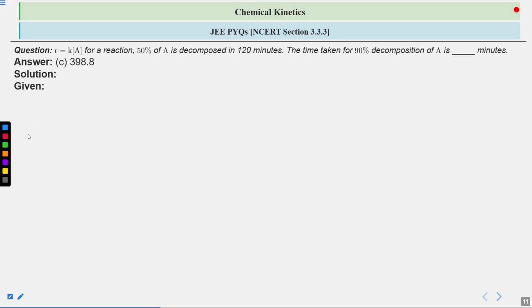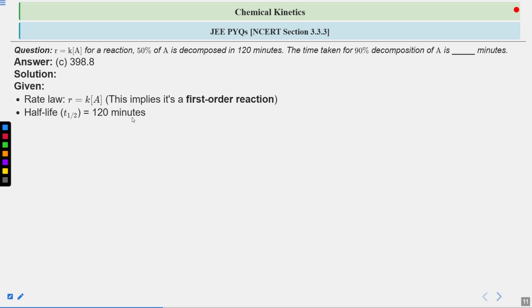So what are the given values we have? First of all, we will see what the given values are. As you can see, we have been given the rate equation and the decomposition time, that when 50% of A is decomposing, it is taking 120 minutes. So the given thing is the rate law, R equals K times A, and this implies it's a first order reaction. Half-life is already given, which is 120 minutes. Half-life, why? Because 50% of A is decomposed. 50% means half of the concentration of A is decomposing in this much time. That means that time is going to be its half-life.